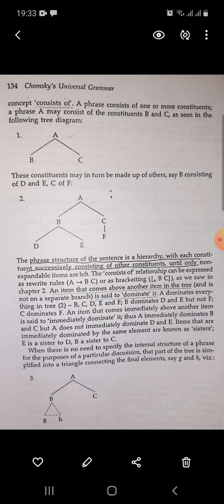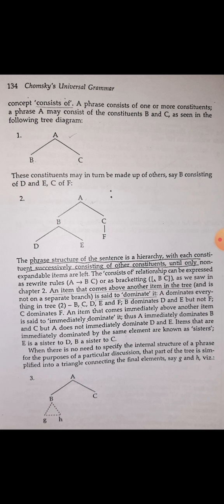This is quite simple, as we already discussed in the principle of structure dependency, that we can depict or demonstrate the phrase structures either in the form of a tree diagram, or in the form of rewrite rules, or in the form of labeled bracketing. In the same way, he's going to tell us that these consist-of relationships can be depicted in such forms.